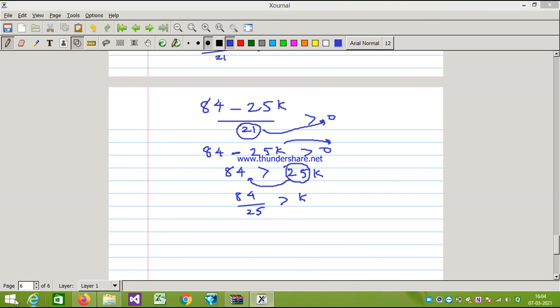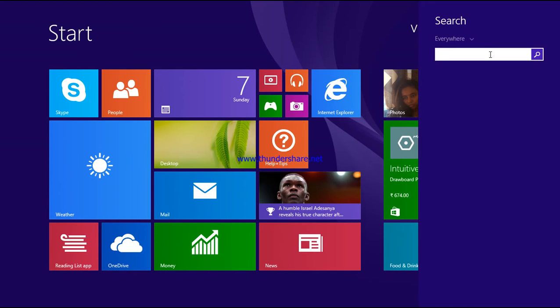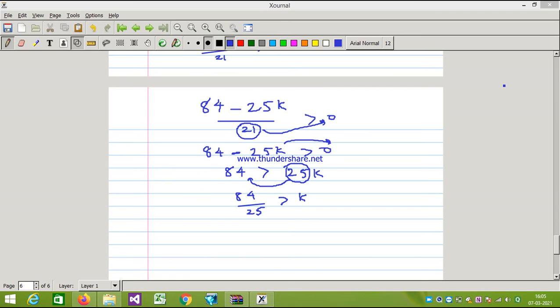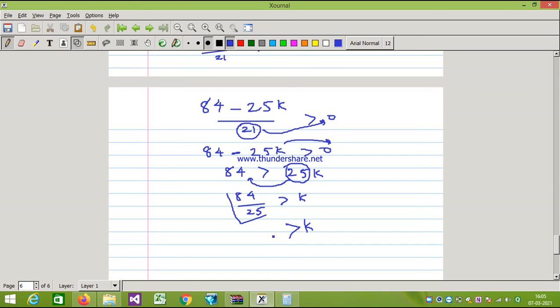So what is 84 divided by 25? Let's take the calculator. What exactly do we want to calculate? 84 divided by 25, right? 84 divided by 25, so it becomes 3.36. So what is k? k is less than 3.36.